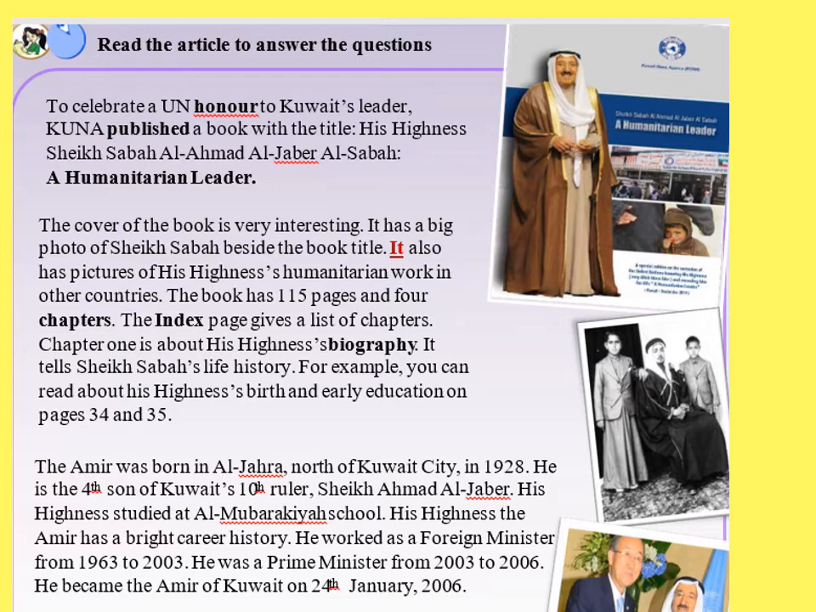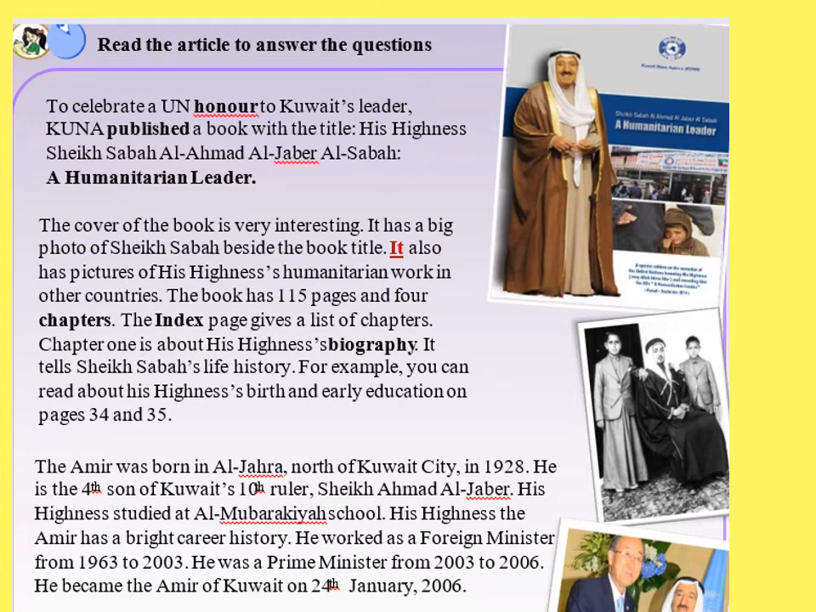It also has pictures of His Highness's humanitarian work in other countries. The book has 115 pages and 4 chapters. The index page gives a list of chapters. Chapter 1 is about His Highness's biography. It tells Sheikh Sabah's life history.